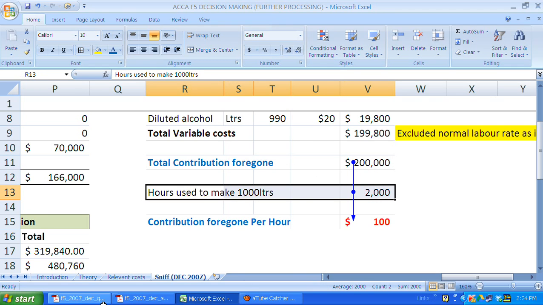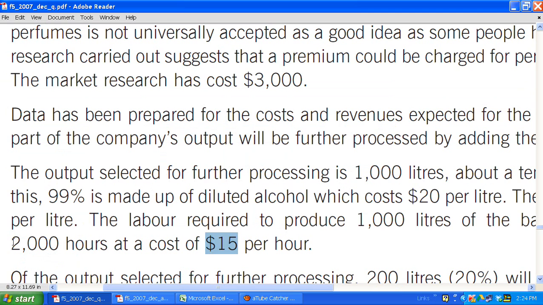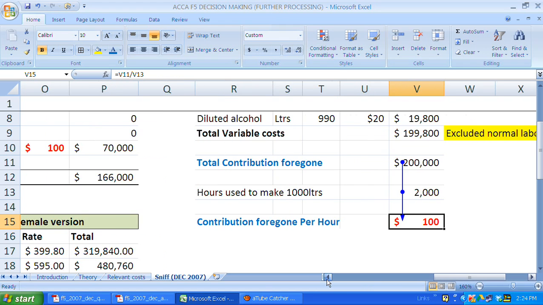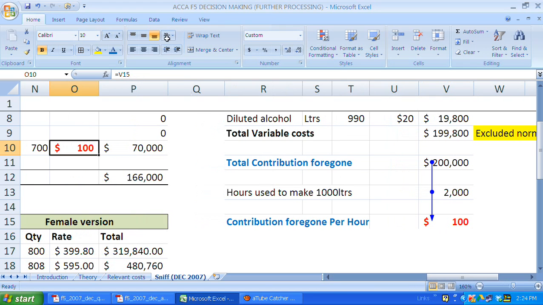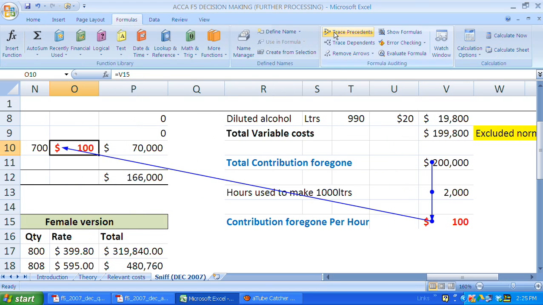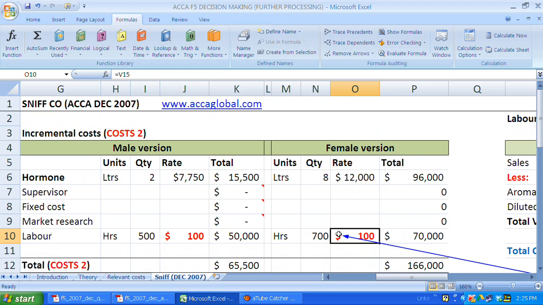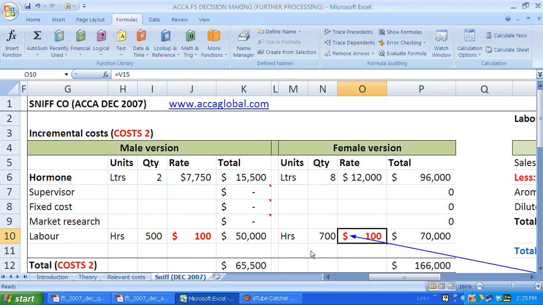The total hours are 2,000 right here. So if you divide 200,000 by 2,000, you get 100. So that is the rate I'm carrying over to here. Okay, you see? So that is the rate I'm carrying over here.